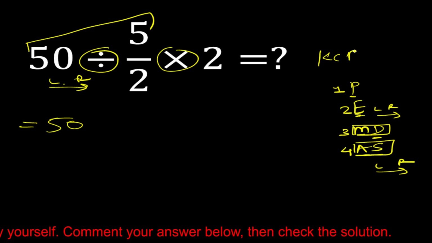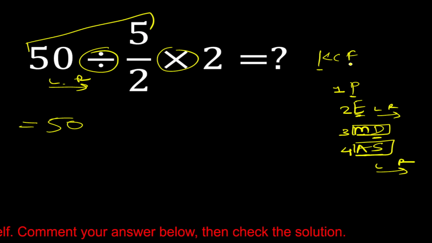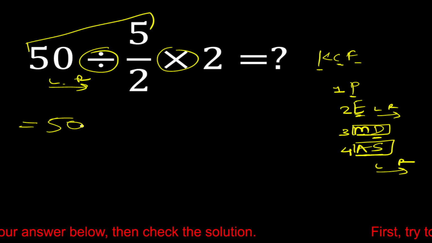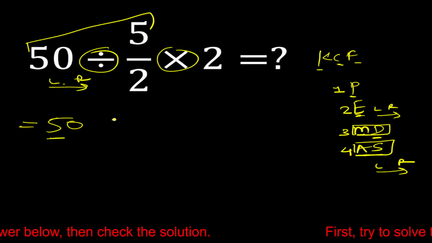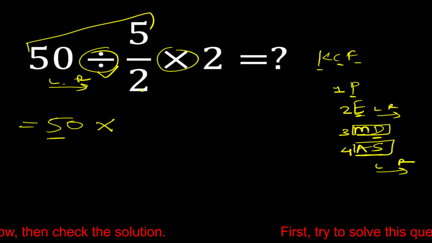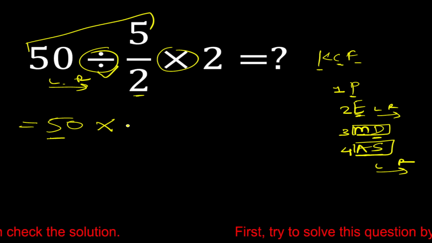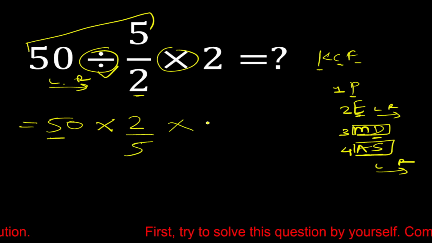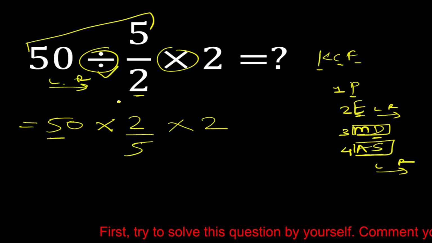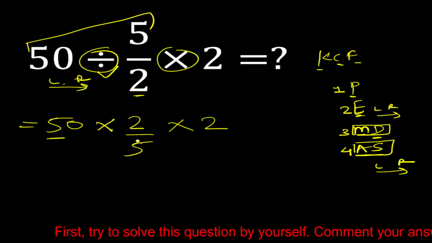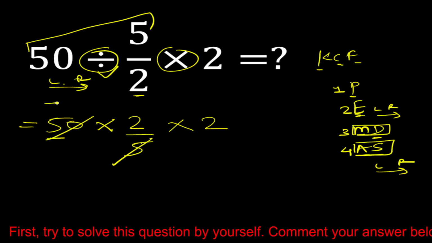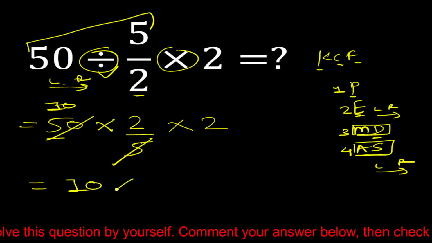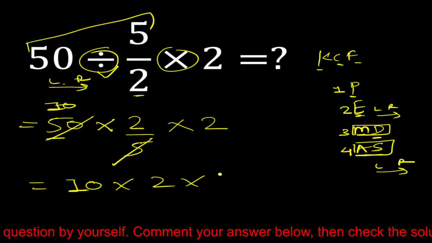according to the KCF rule, K stands for keep, C stands for change, and F stands for flip. So keep this 50 as it is, change this sign from division to multiplication, and flip this fraction. 5 by 2 is equal to 2 by 5. Multiply 2. Now cancel this 50 by using 5, so it is 10. So now the expression becomes 10 multiplied 2 multiplied 2.